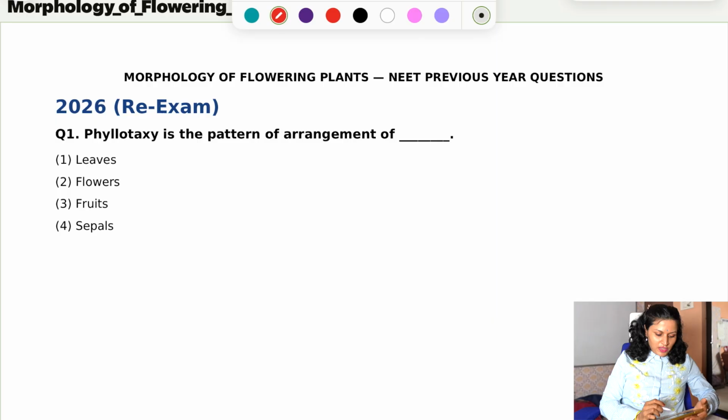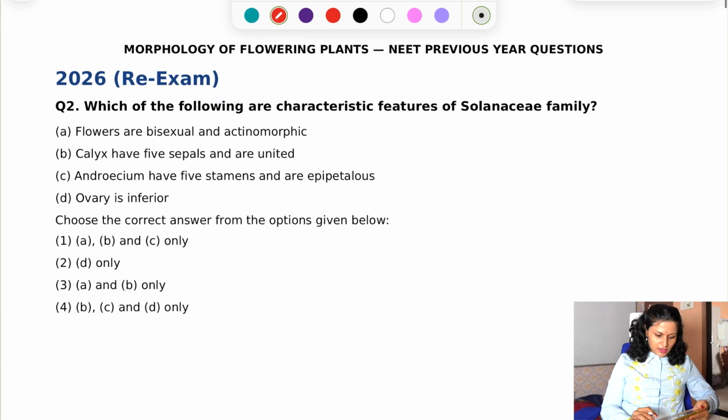So let's begin. Phyllotaxy is the pattern of arrangement of, that should be leaves. Next question. Which of the following are characteristic features of the Solanaceae family? Flowers are bisexual and actinomorphic. This is correct. Calyx have 5 sepals and are united. This is also correct for Solanaceae.